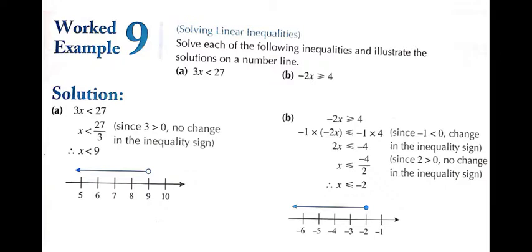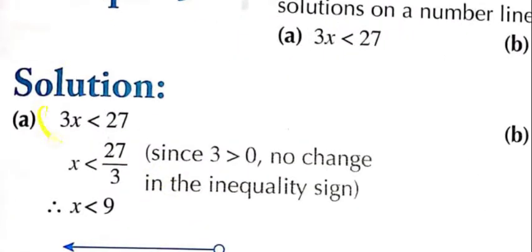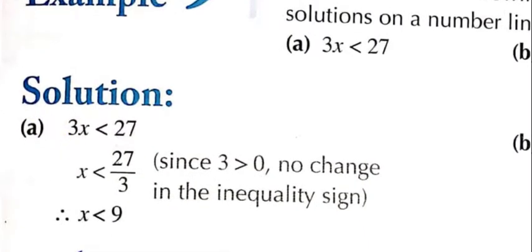Now beware that when you move things in inequalities, when you move a negative number from one side to the other side, either it becomes division or multiplication, the sign changes. So if this was negative 3, when you move the negative 3 to here, for example, it becomes 27 over negative 3, which is negative 9, and the sign also changed. You flip the sign, so it will become x is greater than negative 9.